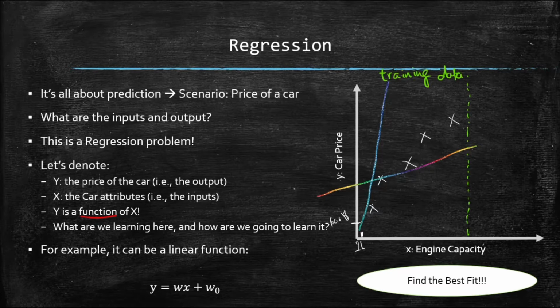Now, if I jump to, say, 5 liters, the price of the car would go very high, say $10,000, right? So this line basically says that we have a very, very fast growth in the car price as the engine capacity increases, while this other line here describes a more moderate behavior, a much more gradual increase in the car price based on the engine capacity.